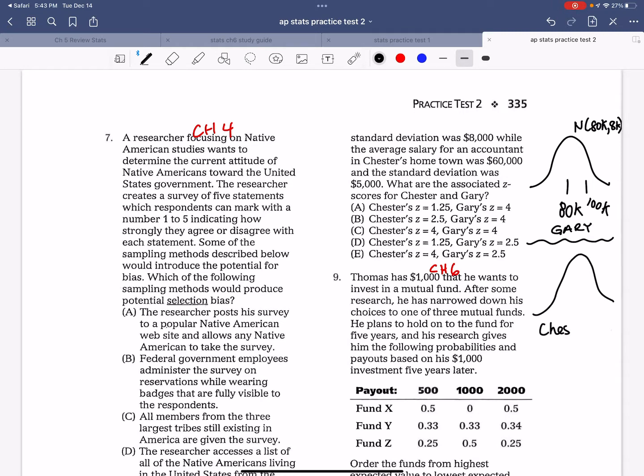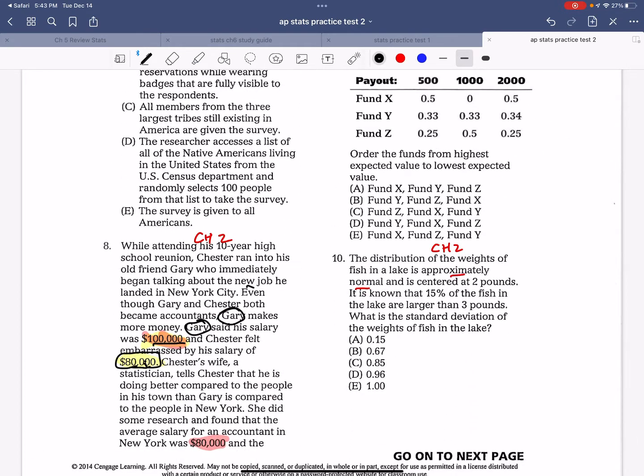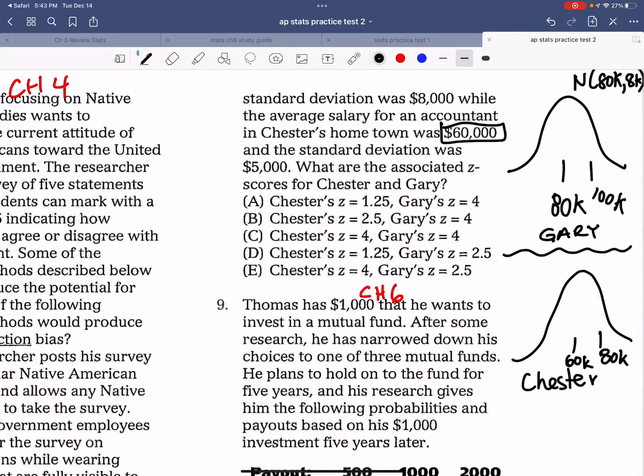And Chester, what can we expect from Chester? It says his average salary in his hometown was only $60,000. So notice he's making 80. Both of them are making above average incomes. So who's better paid? Both above average. So this one is 60, and the standard deviation is 5,000.